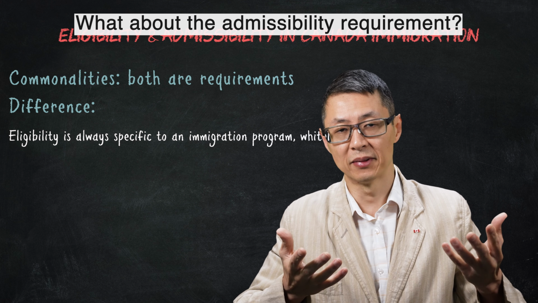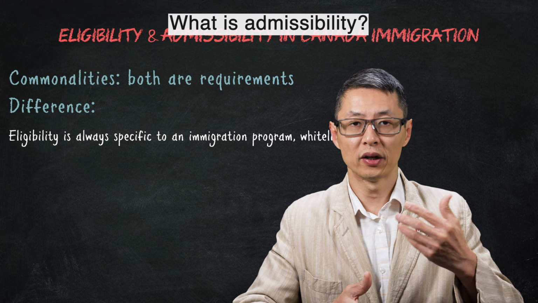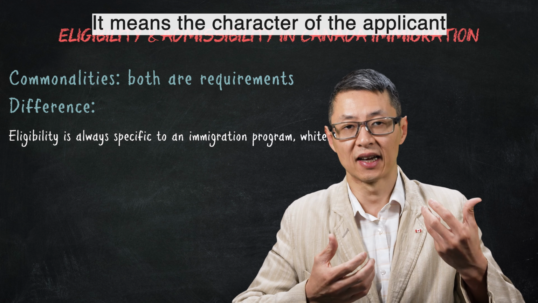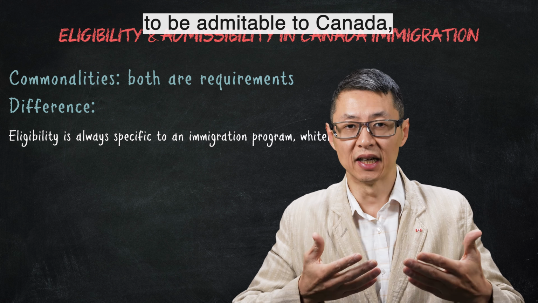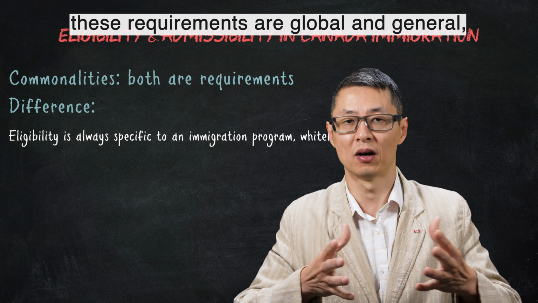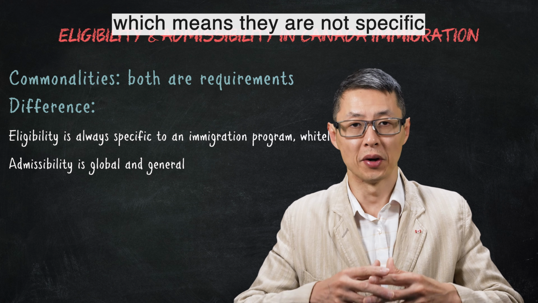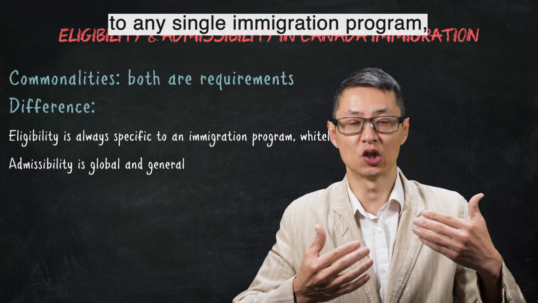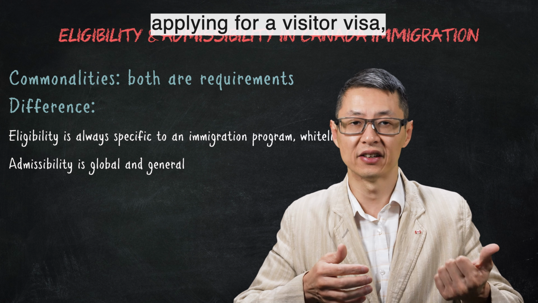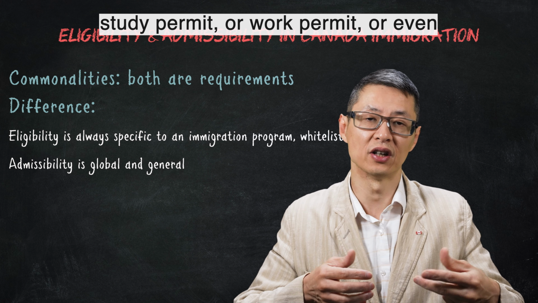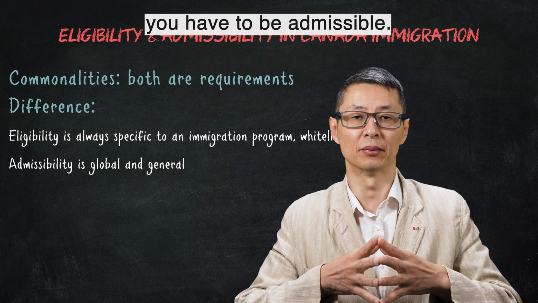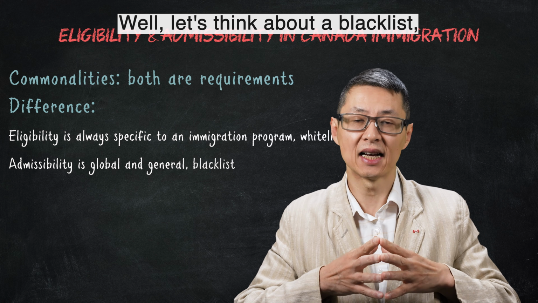What about the admissibility requirement? What is admissibility? What does that mean? It means the character of the applicant to be admissible to Canada. And in most cases, these requirements are global and general, which means they are not specific to any single immigration program. No matter whether you are applying for a visitor visa, study permit, work permit, or even a permanent resident program, you have to be admissible. Well, let's think of it as a blacklist.